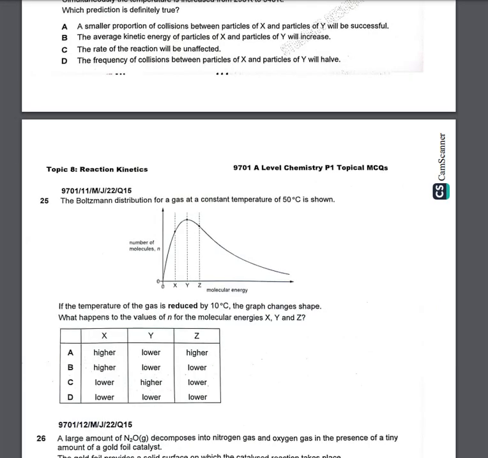Question number 25. The Boltzmann distribution for a gas at constant temperature of 50 degrees C is shown. So we have already done this MCQ. This is MCQ number 1, I guess it is at the start of the paper. Yes, it is. So I'm not gonna repeat it. It is B. Go and check MCQ number 1 at the start of the video.